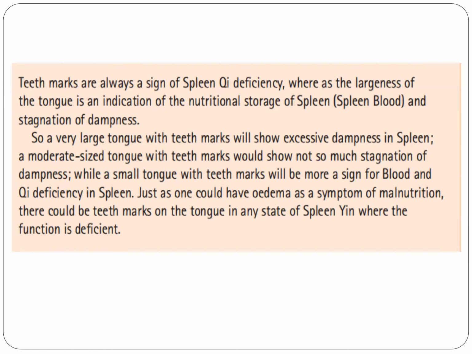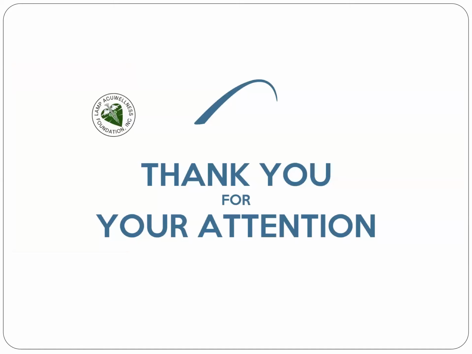A moderate-sized tongue with teeth marks will show not so much stagnation of dampness, while a small tongue with teeth marks will be more a sign of blood and Qi deficiency in the spleen. Just as one could have edema as a symptom of malnutrition, there could be teeth marks on the tongue in any state of spleen yin where the function is deficient. So let's take note of this.